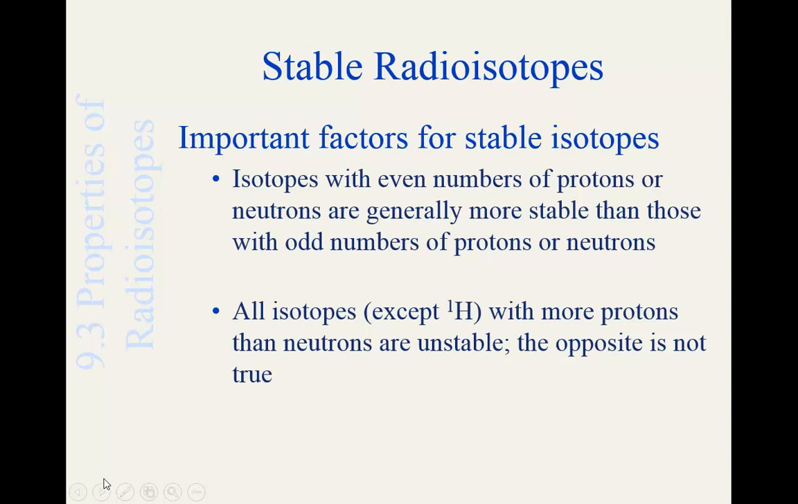So again, even number relatively stable, odd number generally not as stable. And all isotopes with more protons than neutrons are unstable, except for hydrogen-1. Remember, we know that's the general form of hydrogen, because if we look on the periodic table, the average mass of hydrogen is 1.008. So we know that the first isotope or nuclide of hydrogen is the most stable and the most prevalent in nature.